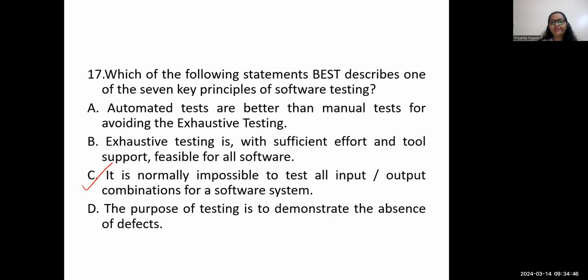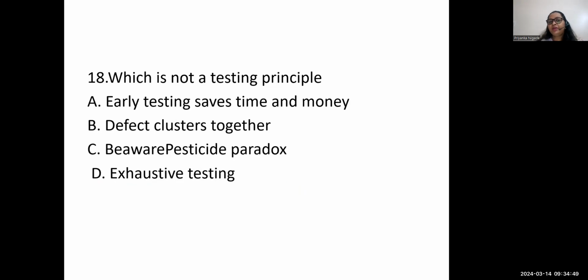Correct now? Okay. Let's see this one: which is not a testing principle? Again, think properly. Early testing saves time and money. Defects cluster together. Be aware of the pesticide paradox. Or exhaustive testing. Which is not a testing principle? It's again straightforward. Just now we have listed out a total of 7 principles. Here, what is the correct answer?